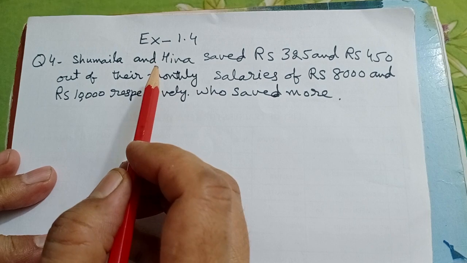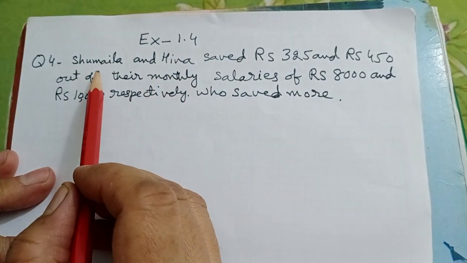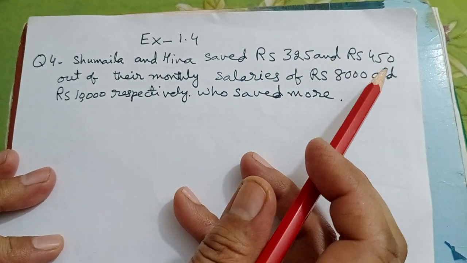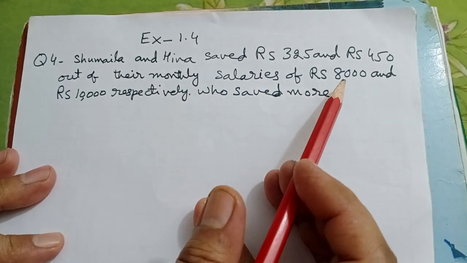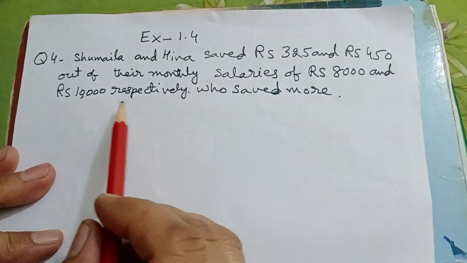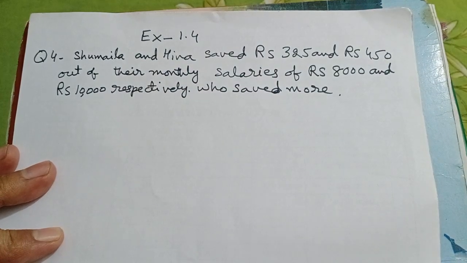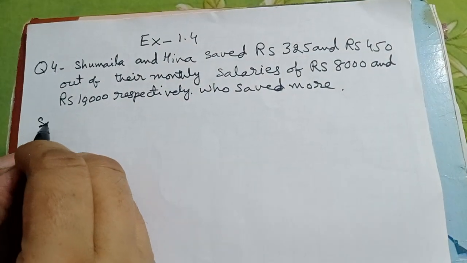Exercise General Mathematics for class 9th. Exercise 1.4, question number 4. Shumaila and Hina saved rupees 325 and rupees 450 out of their monthly salaries of rupees 8,000 and 10,000 respectively. Who saved more? We have to find their saving. Solution.